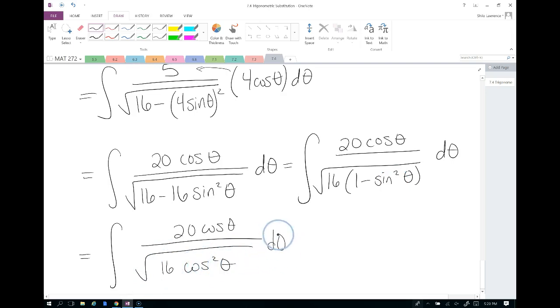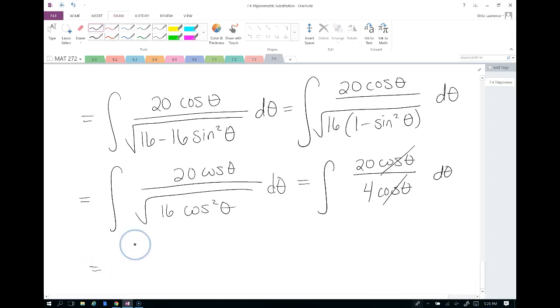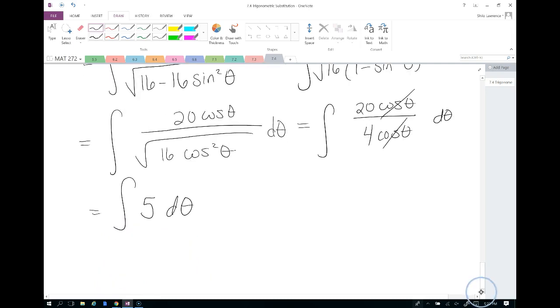And now I've eliminated any addition or subtraction under my square root, and I can just take the square root of each piece. So this is 20 cosine theta over 4 cosine theta. And that's going to simplify really nicely because the cosines are going to cancel, and 20 divided by 4 is just 5. So all we're being asked to integrate here is 5 with respect to theta. So just think of that like we would if it were an x. Anytime you integrate a constant, you just throw your variable on it.